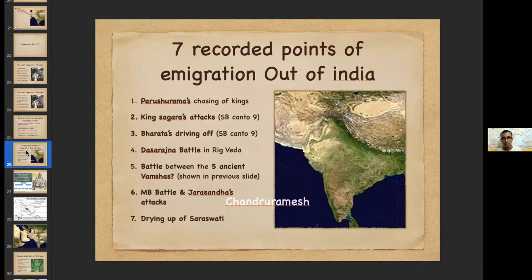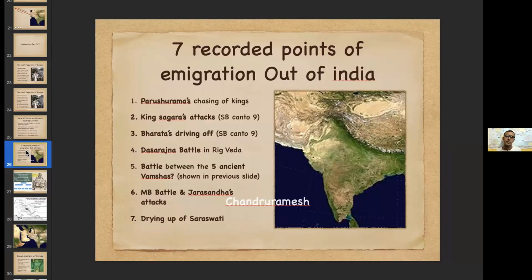Another instance of quitting India is mentioned in Srimad Bhagavatam Canto 9, which is the attack of King Sagara. Maharaj Sagara again chases away several kings to different parts of the world. Same thing with Maharaj Bharata, who drives away several of these Kshatriyas and chases them to different parts of the world. And the fourth point in literary history is the Dasaragya battle.